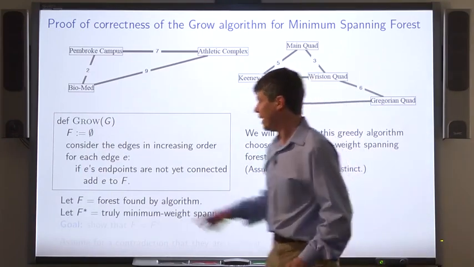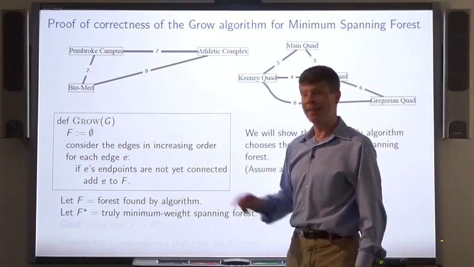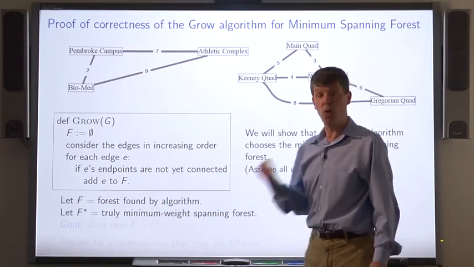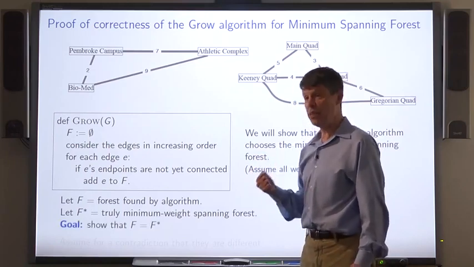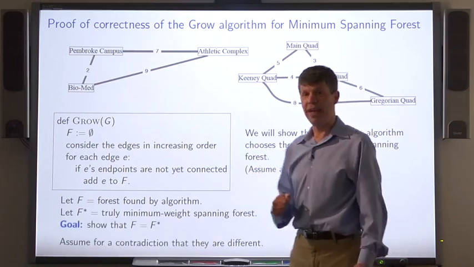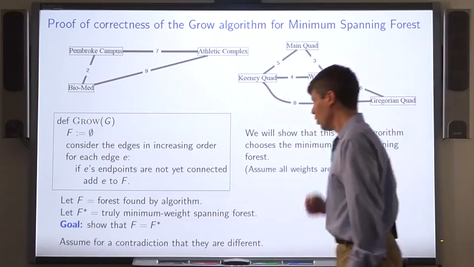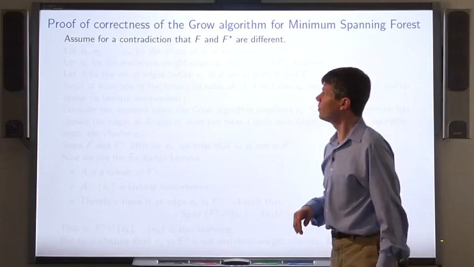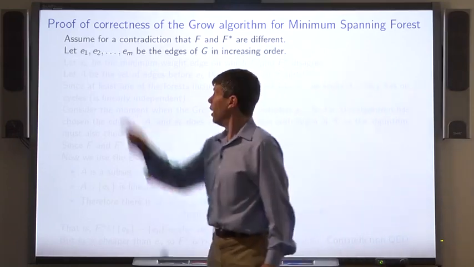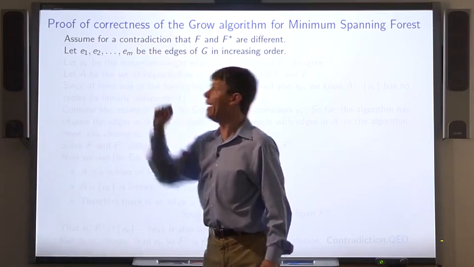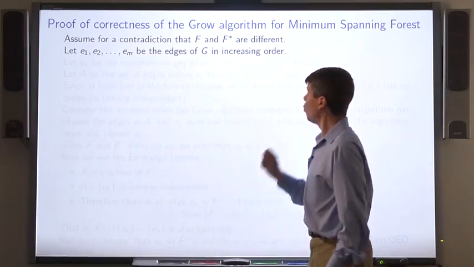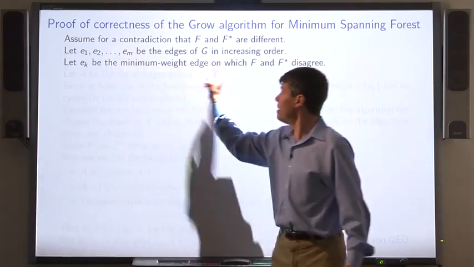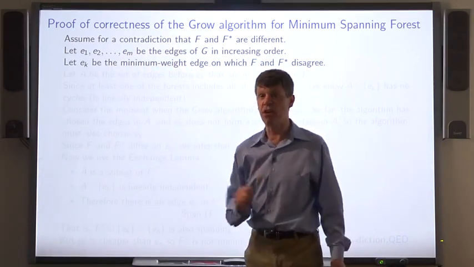Here's how the proof goes. Let F be the forest found by the algorithm, and let F star be the truly minimum weight spanning forest. We want to show that F is equal to F star. To do that, we'll use proof by contradiction. We'll assume for a contradiction that they're different. Now, let E1, E2, and so on up to EM be the edges of G in increasing order of weight. Now, let EK be the minimum weight edge on which F and F star differ.